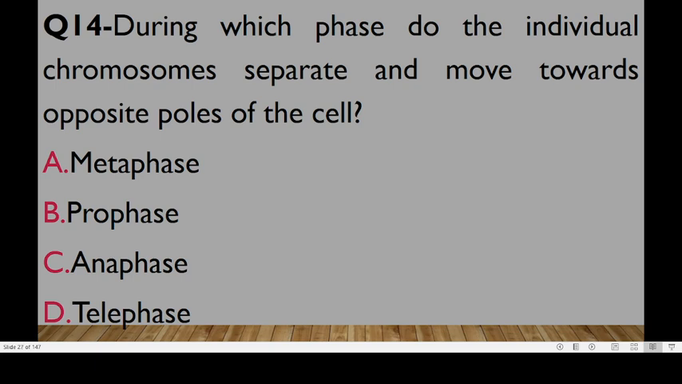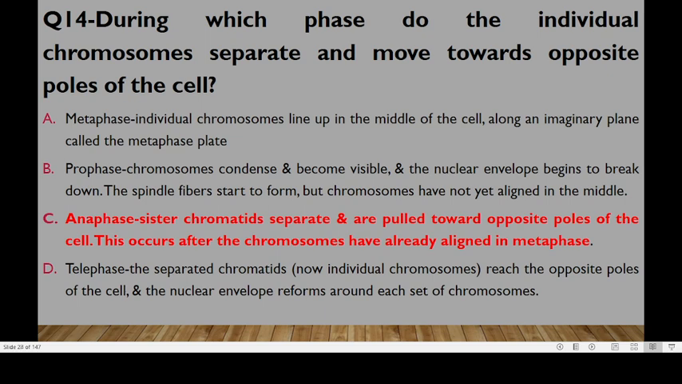During which phase do the individual chromosomes separate and move to opposite poles? Well, anaphase is that stage where sister chromatids separate and are pulled towards opposite poles of the cell. This occurs after the chromosomes have already aligned in the metaphase. Metaphase is where individual chromosomes line up in the middle of the cell along the imaginary plate, normally referred to as the equatorial or the metaphase plate.